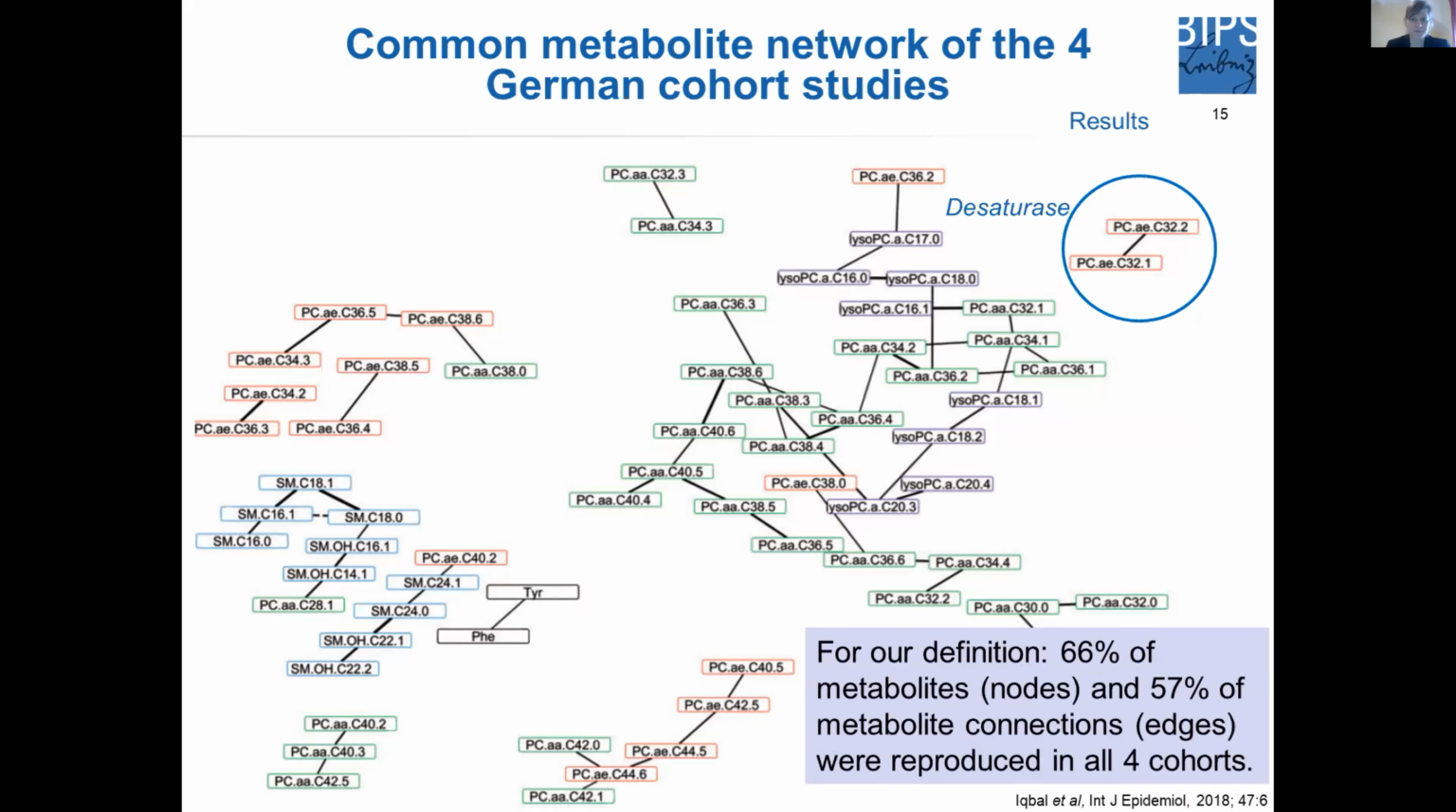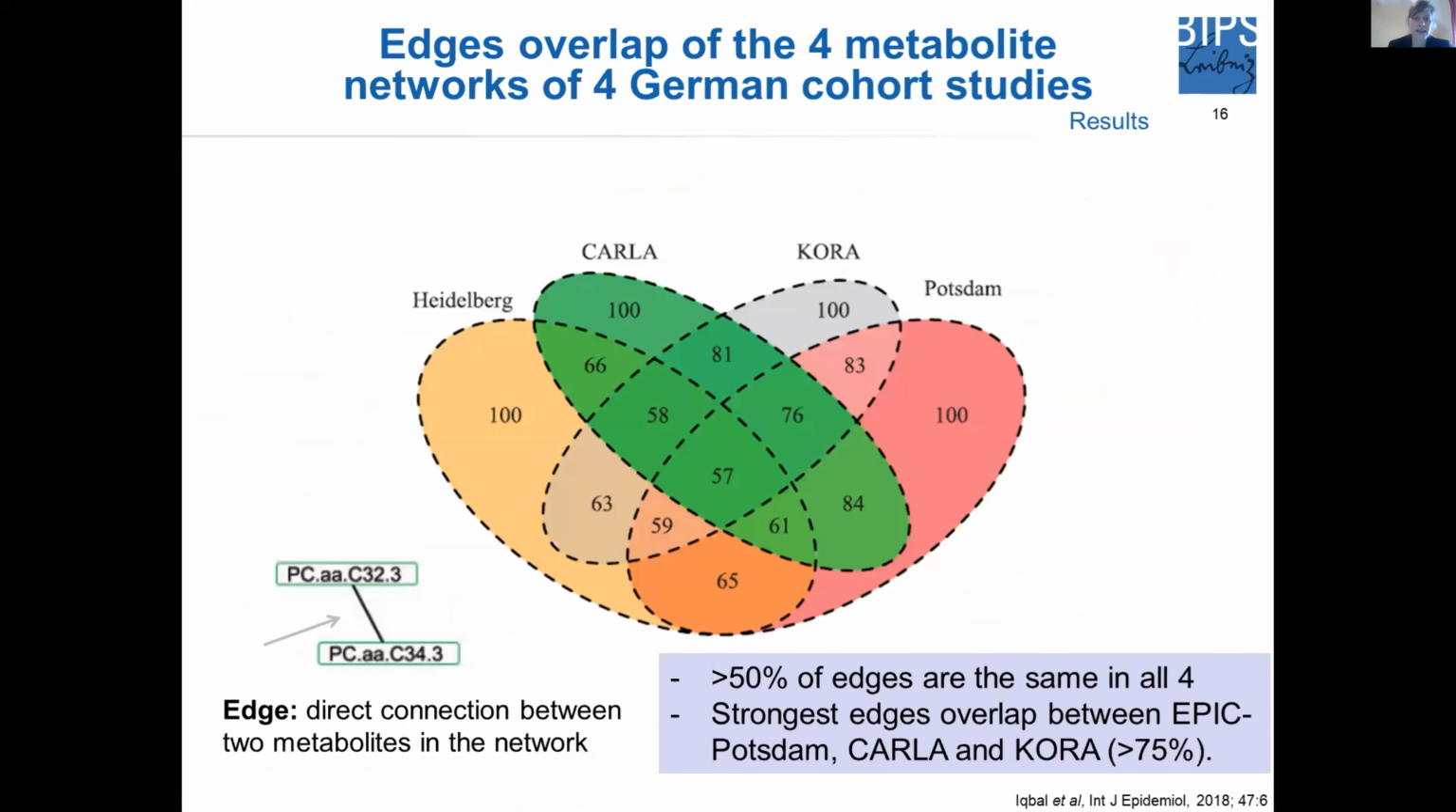We then went on and took a closer look at the edges. So the edge is a direct connection between two metabolites in a network. And we said for each cohort, we allow the 100 strongest edges. And here you can see the four different cohorts and the edge overlap. What you can see, all four of them have a 57% edge overlap. But when you look, for example, at KORA and Potsdam, you have 83 edges overlapping. And KORA, CARLA, and Potsdam together have an edge overlap of 76.